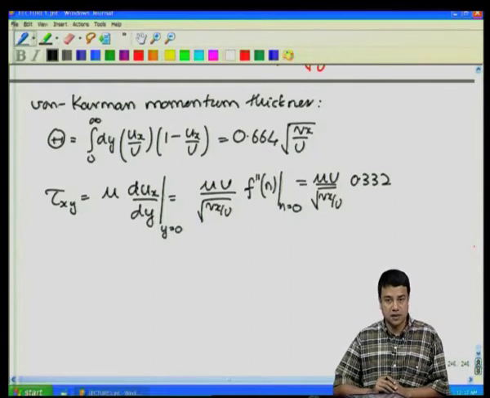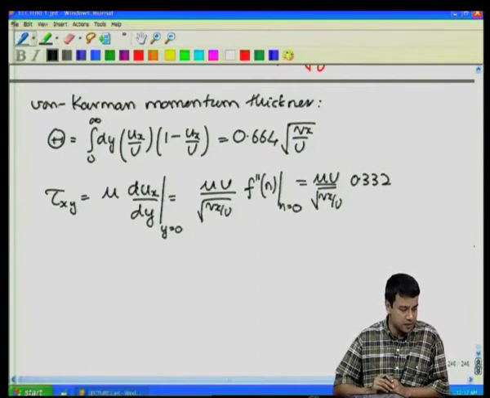Note that the shear stress decreases as x power minus half. The length scale is increasing as x power plus half. The shear stress is the ratio of the velocity and the length scale. So, that is decreasing as x power minus half.